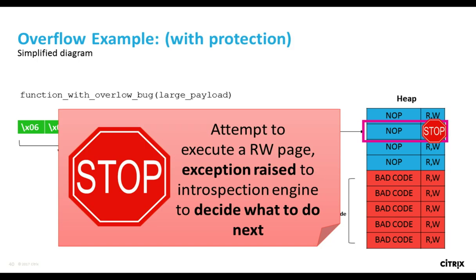With the Direct Inspect API, a security vendor will be able to protect regions of memory, such as the heap, from allowing code to be executed. They do this by marking pages such as read-write only. When the VM attempts to execute a page as a result of the attack, the hypervisor will stop the operation from occurring and notify the introspection engine in the security appliance. At this point, the security appliance can decide how to best respond.